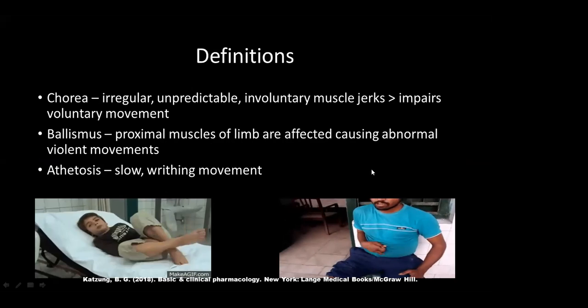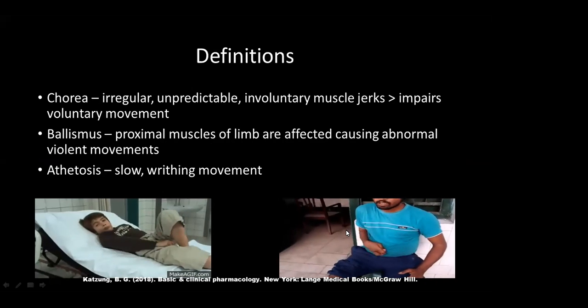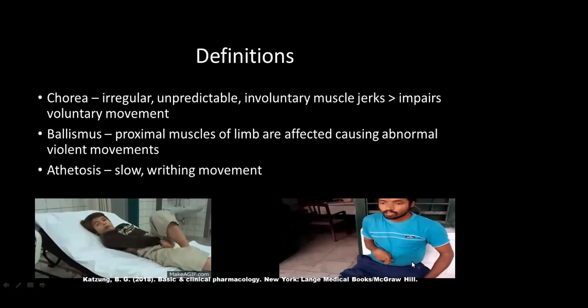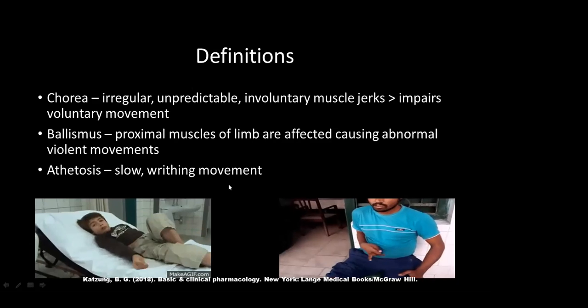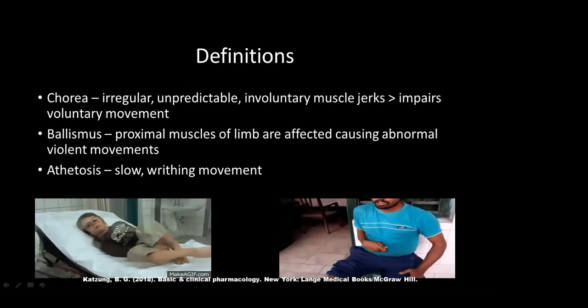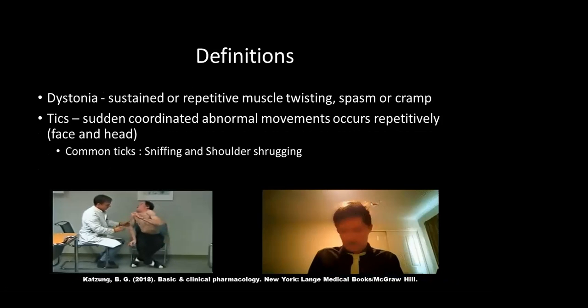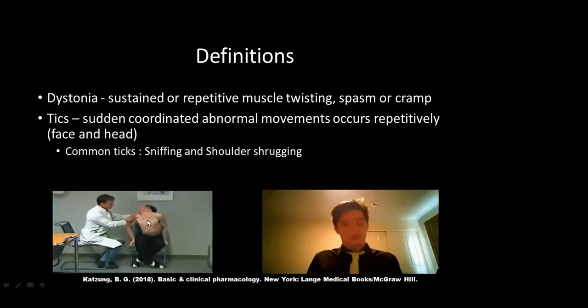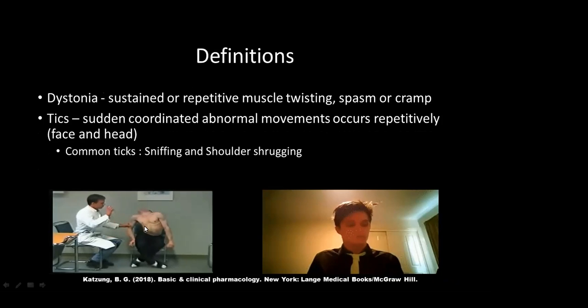And for the athetosis, as you can see in the right lower GIF, there is a slow writhing movement. If I'm not mistaken, you can commonly see this athetosis in patients suffering with cerebral palsy. So for the dystonia, it is defined as sustained and repetitive muscle twitching, spasm, or cramp. As you can see in the left lower GIF, the patient is suffering intense spastic contraction of the muscles, and it is uncontrollable or involuntary.